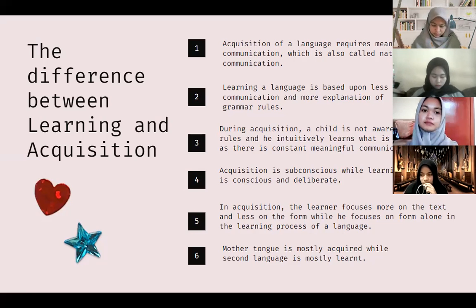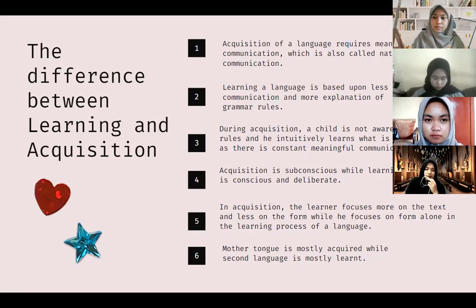Fifth, in acquisition, the learner focuses more on the text and less on the form, while he focuses on form alone in the learning process of a language. And the last one is mother tongue is mostly acquired, while second language is mostly learned. Maybe that's enough from me. Thank you.